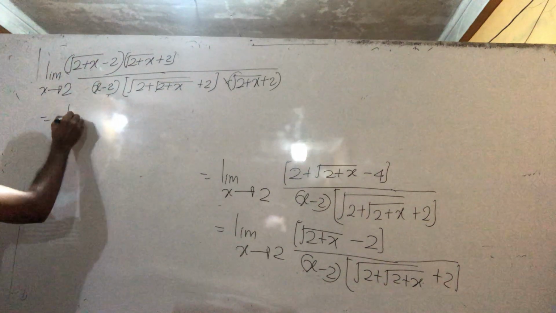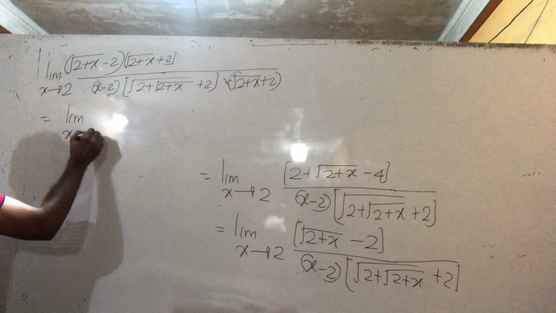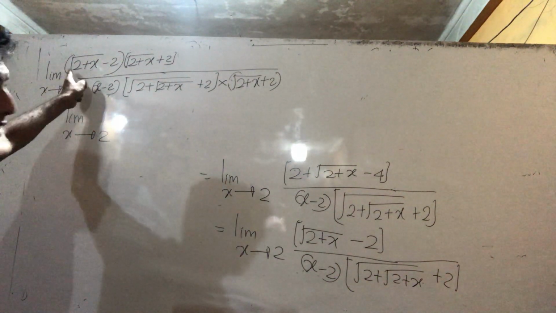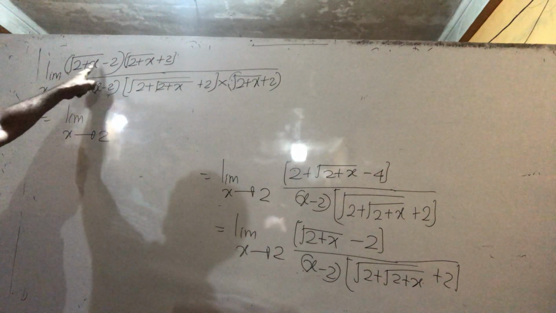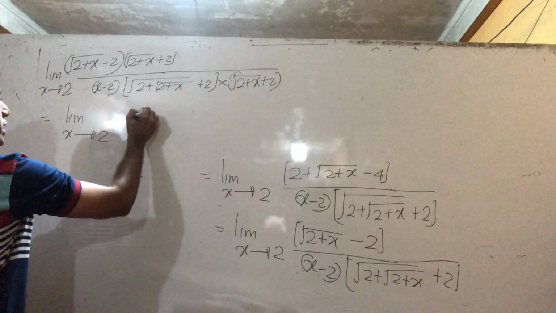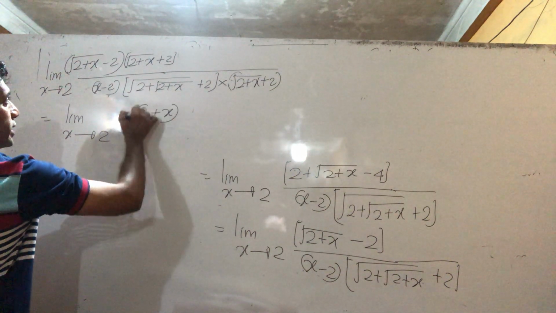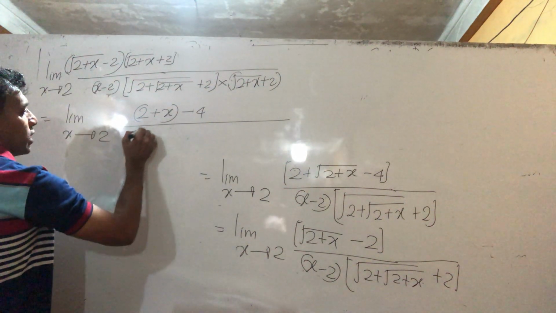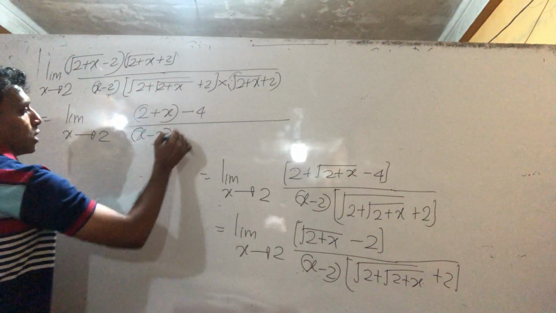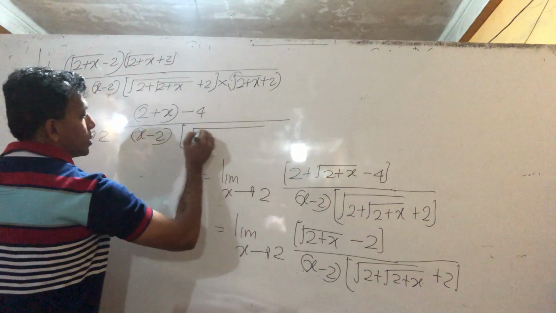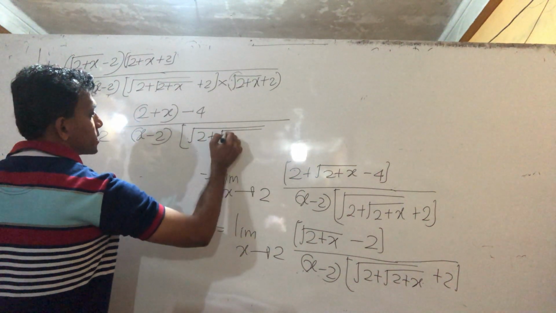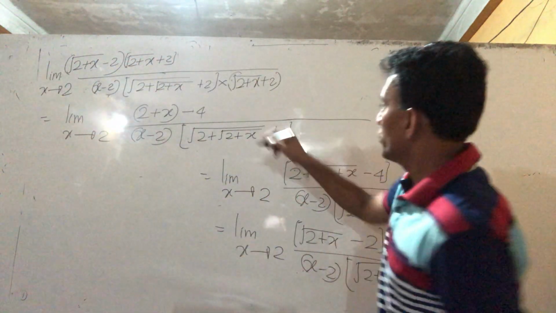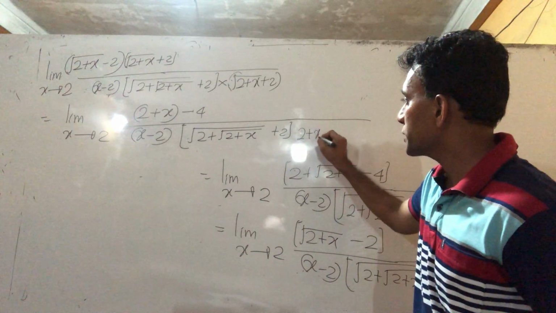So limit x approaches 2, see where I use the conjugate form, factorization, a minus b, a plus b, that is a square minus b square, okay, over x minus 2, and here square root of 2 plus x plus 2 outside, and here the additional multiplication, the new multiplied part.